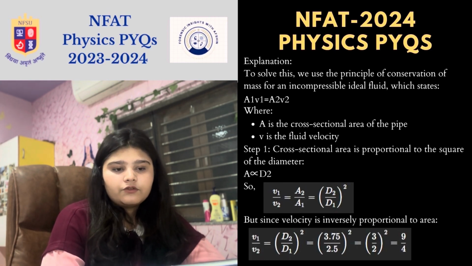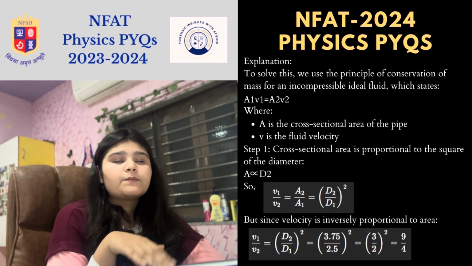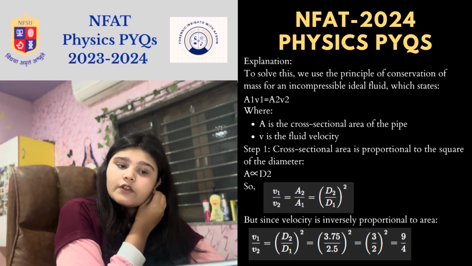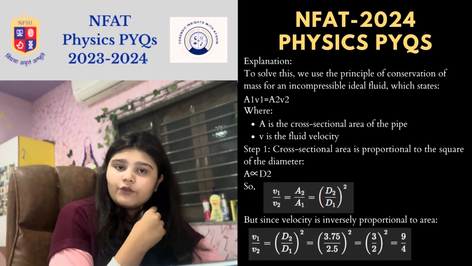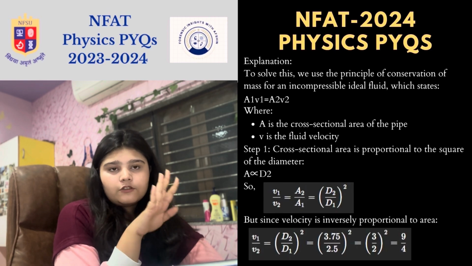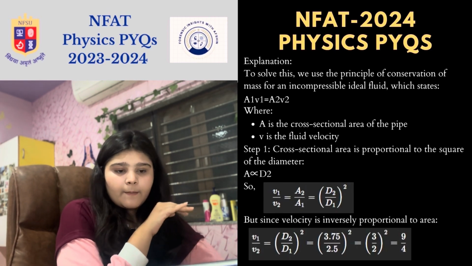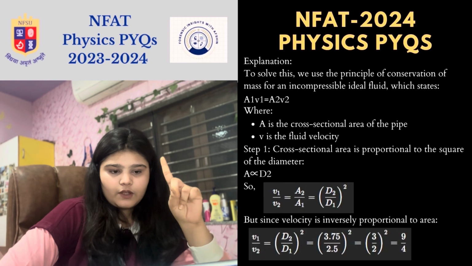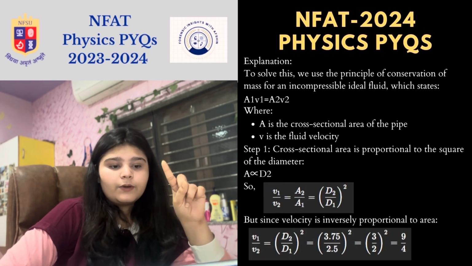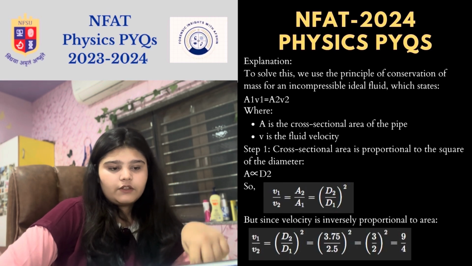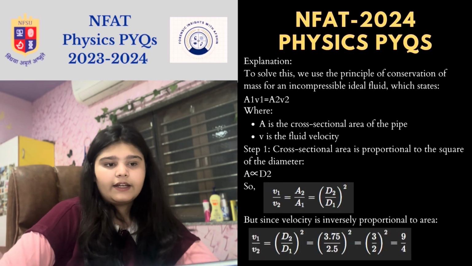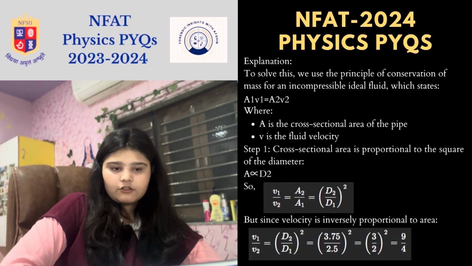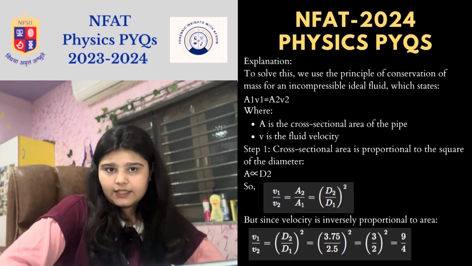Now what we'll do first is that we'll take the cross sectional area which is proportional to the square of the diameter. So as we already saw the formula, which is A1 V1 equals A2 V2, we'll take V1 by V2 equals A2 by A1 and equals D2 by D1 whole square. Since velocity is inversely proportional to the area, V1 by V2 equals D2 by D1 whole square, and then we will keep the values which were given to us, that is 3.5 and 2.5, and that's how we will get the answer as 9/4. So 9:4 is the answer. So option A is the correct option for this question.